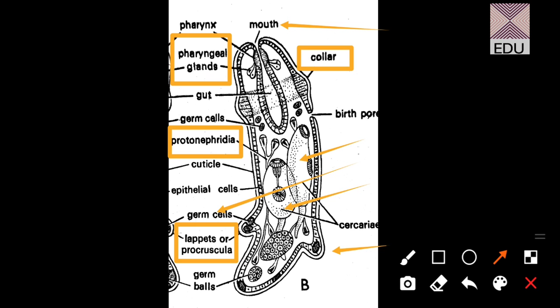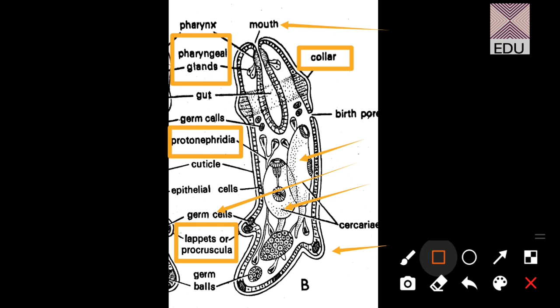So that means to complete the life cycle, it has to form cercaria. And the cercaria are only and only formed in the winter seasons. So that means during winter, these redia will form the next larval stage, the cercaria. So this is a very important feature.